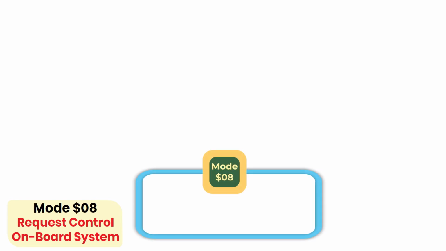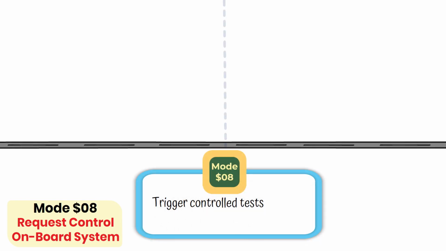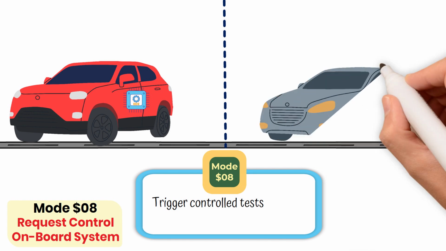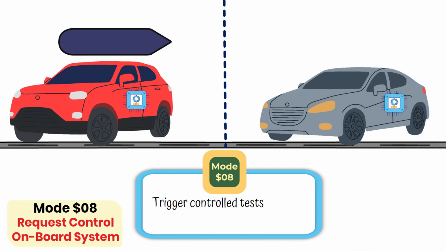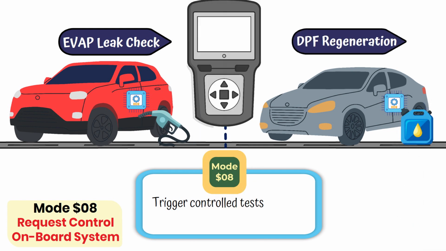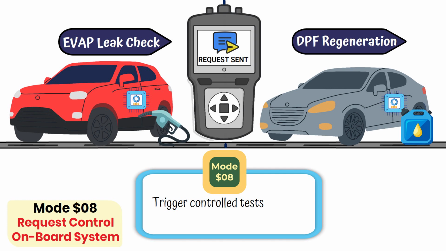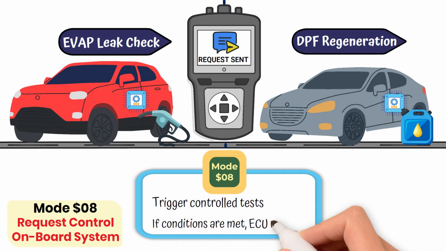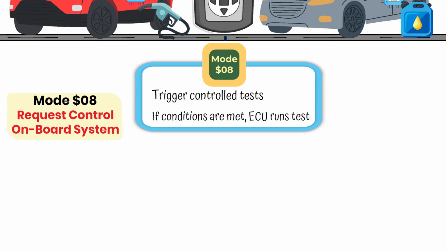With the Request Control Onboard System, Mode 8, you can actually trigger the ECU to perform specific controlled tests. For example, you might request an EVAP leak check on a gasoline engine, or trigger a DPF regeneration on a diesel vehicle. The scan tool sends the request, and if you are in the conditions to run the test, the ECU will then perform the test.